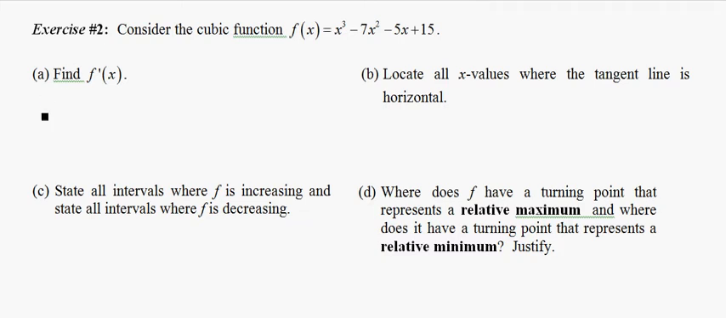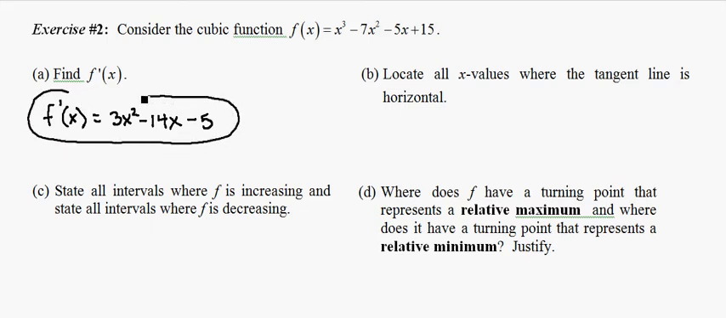Alright, let's make sure that we have the correct first derivative before we proceed. F prime of x can easily be found using the power law. The derivative of x cubed is 3x squared. The derivative of negative 7x squared will be negative 14x. And the derivative of minus 5x is minus 5. The derivative of 15 is 0. So there's our derivative function. Remember, for any value of x, this function will give us the slope of the tangent line.